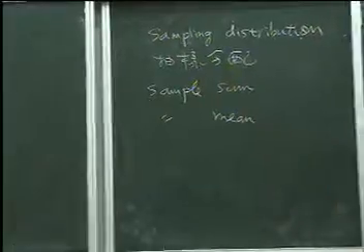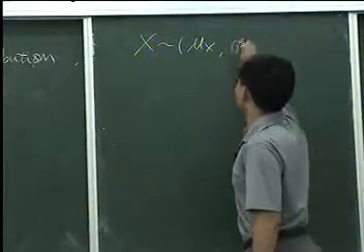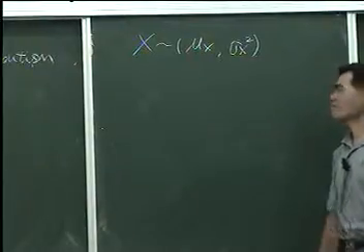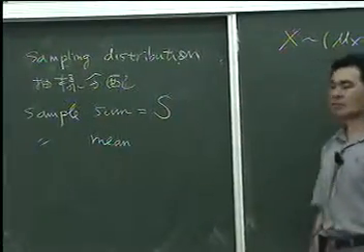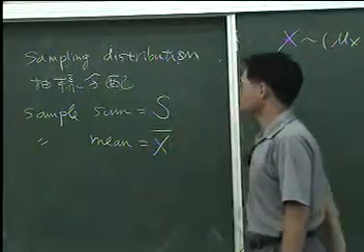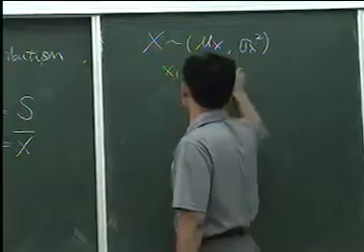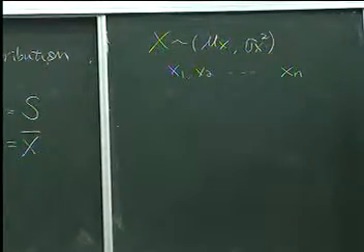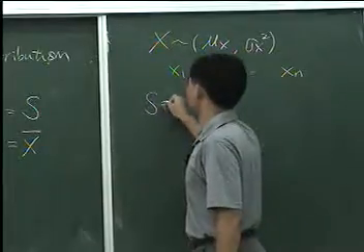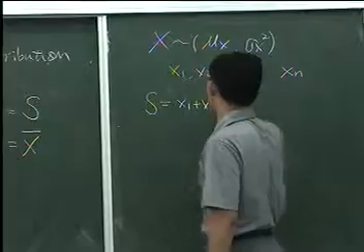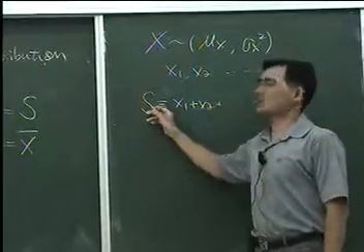First, we know X, for whatever distribution that is. The mean is mu x, the variance is sigma x squared. So this is what we have. Now, let us say the sample sum is equal to S, and the sample mean is equal to x bar. Because it is sample sum, let us say we have sample 1, sample 2, up to sample n. We have so many samples. And S is a sample sum, so S will be x1 plus x2 plus up to xn.